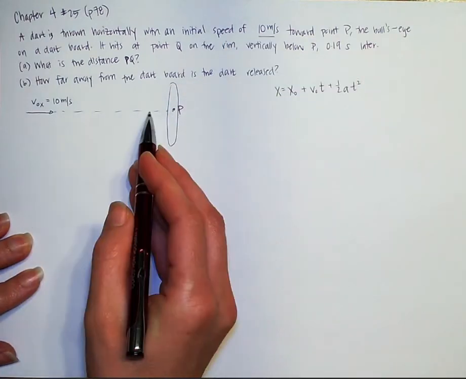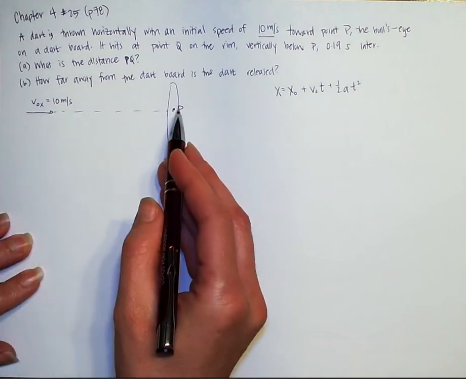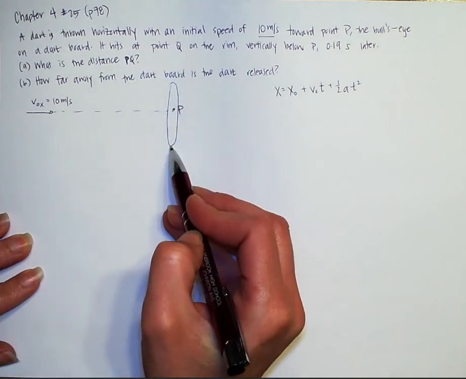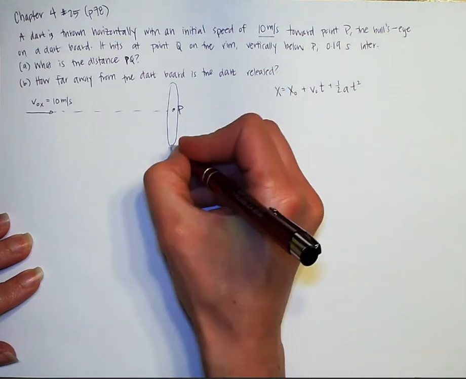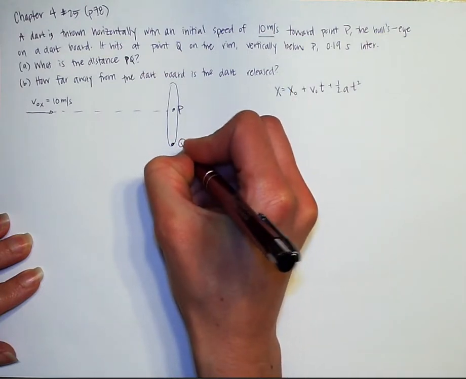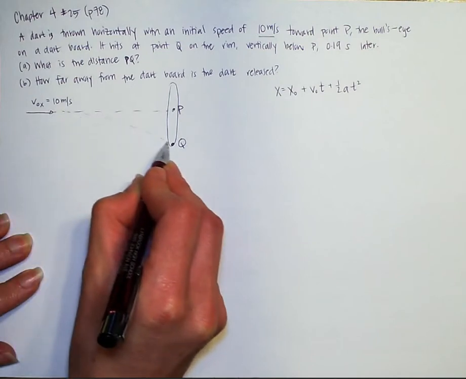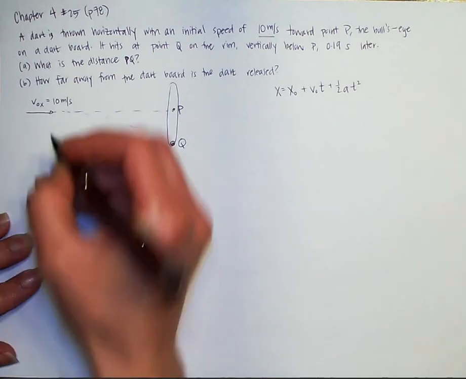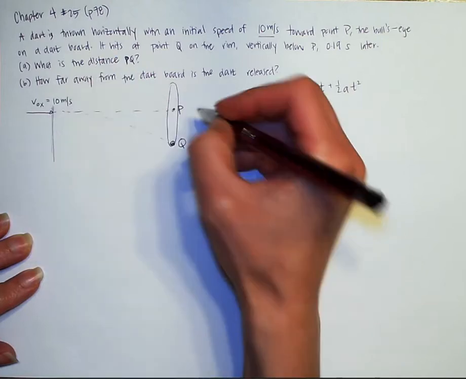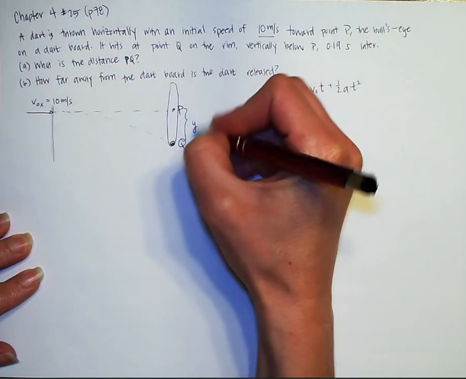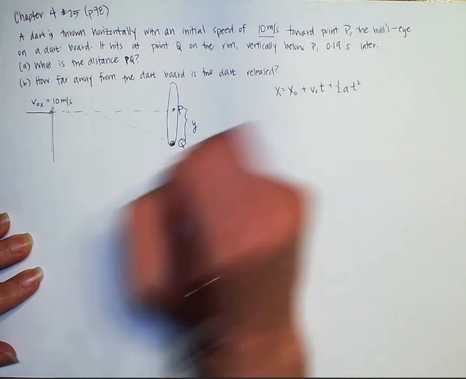However, we know that gravity exists, so it's not going to go directly at point P, but instead it hits at point Q on the rim, vertically below P. So here is point Q. And the actual path that it's going to travel is going to be something like that until it gets there. So we want to know this distance right there. I'll call it my y distance because that's our vertical distance.